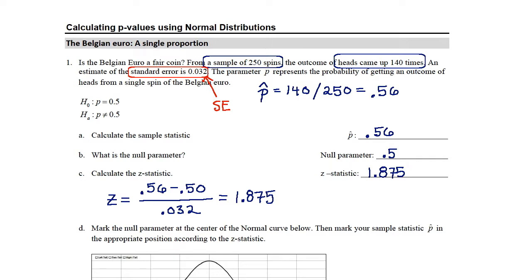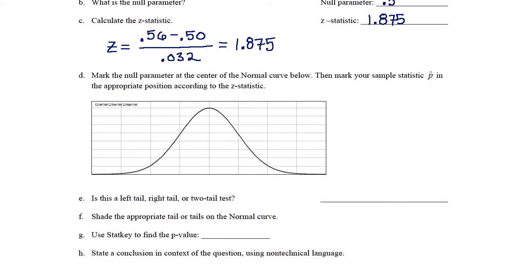For the first part, we have to calculate our sample statistic p-hat by taking the number of heads, 140, and dividing that by the number of total spins, 250. Our null parameter comes from the null hypothesis, so it's this value right here, and our standard error is given in the statement of the problem as 0.032. Going forward, we will find some ways to calculate standard error, but in this section, it will just be given to us explicitly. So we get a z-statistic of 1.875.